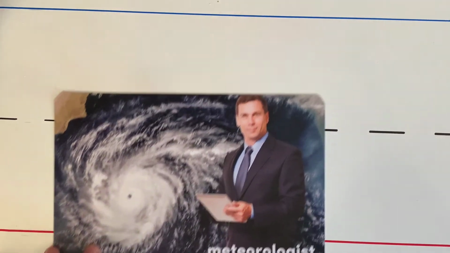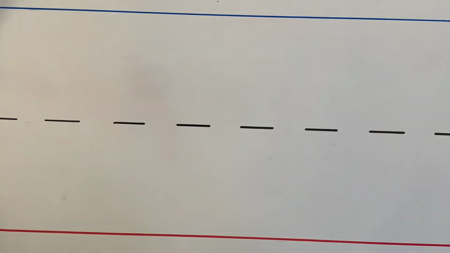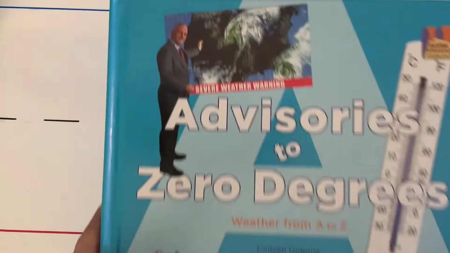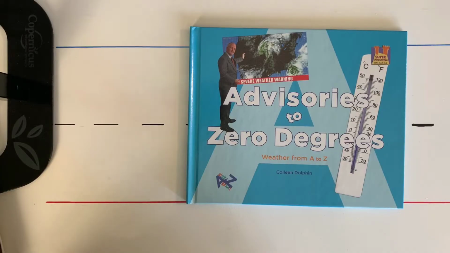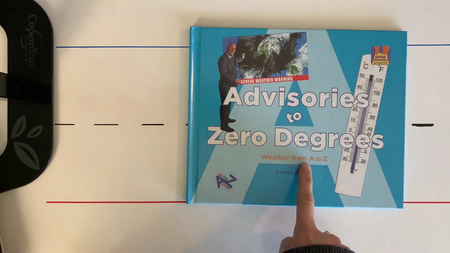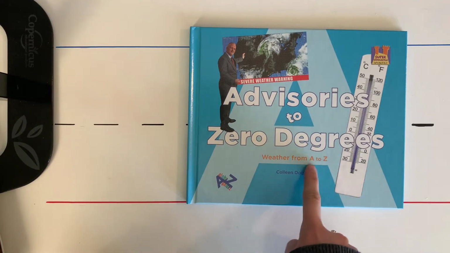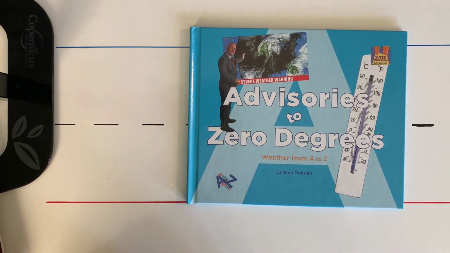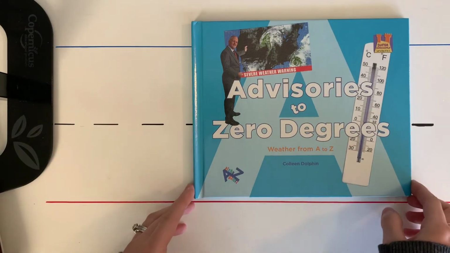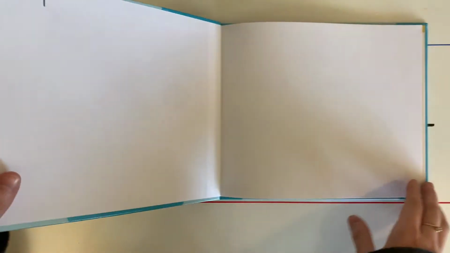Our book today discusses all these different types of wild weather and more. Advisories to 0 degrees. Weather from A to Z by Colleen Dolphin. If I see A to Z, I can predict that this is going to be organized by the letters of the alphabet. We've read some books like that in the past.